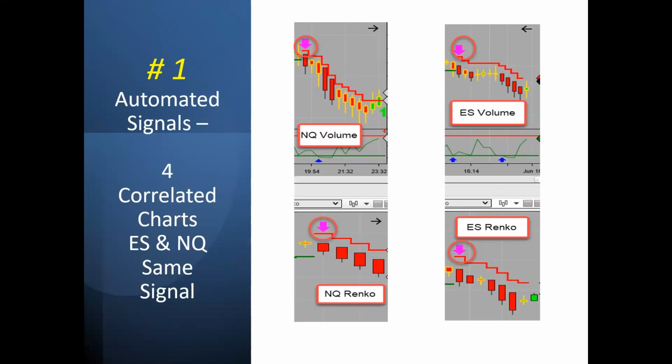Now, let me just mention too, the Renko charts are our own Navi Renko bars. They are our own proprietary price bars. So you won't see those charts anywhere else.